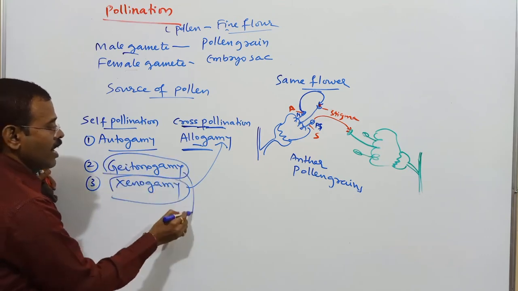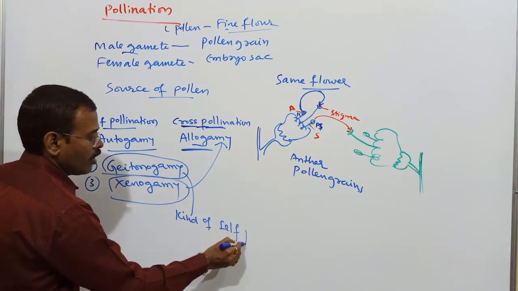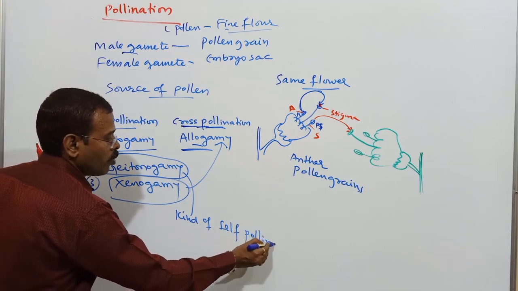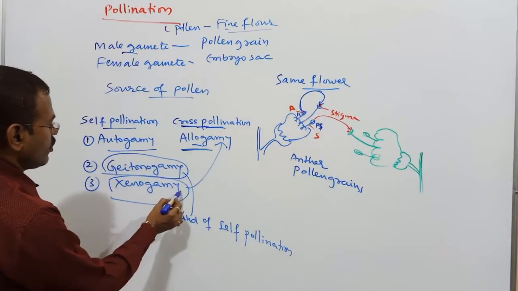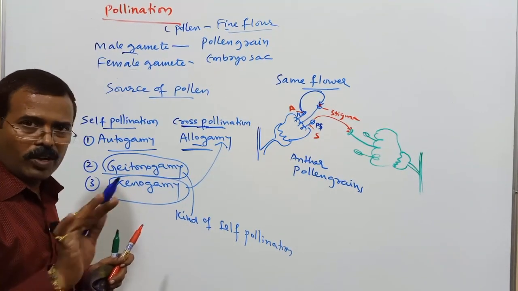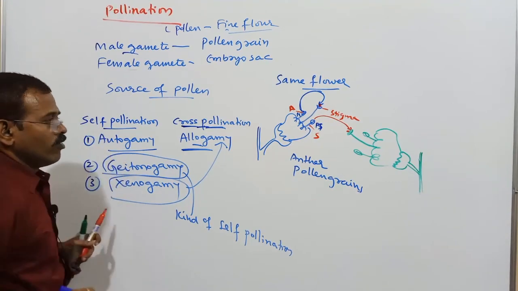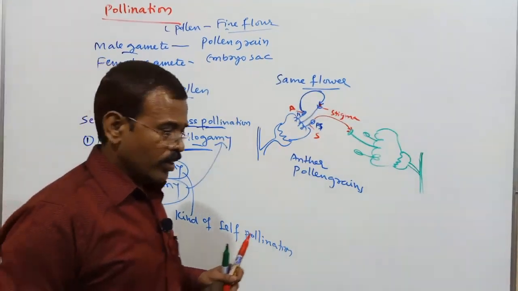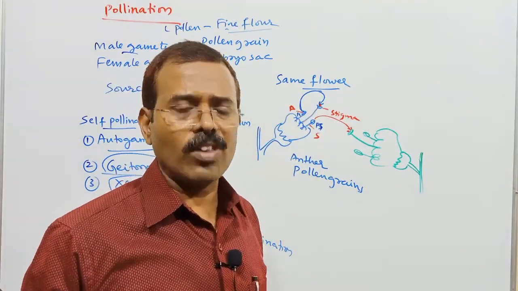Geitonogamy is a kind of self-pollination only. It is not a true cross-pollination. True cross-pollination is xenogamy. Geitonogamy is a kind of self-pollination only. We will learn more later on. So first we will have self-pollination. The transfer of pollen grain from anther to the stigma of the same flower is known as self-pollination.